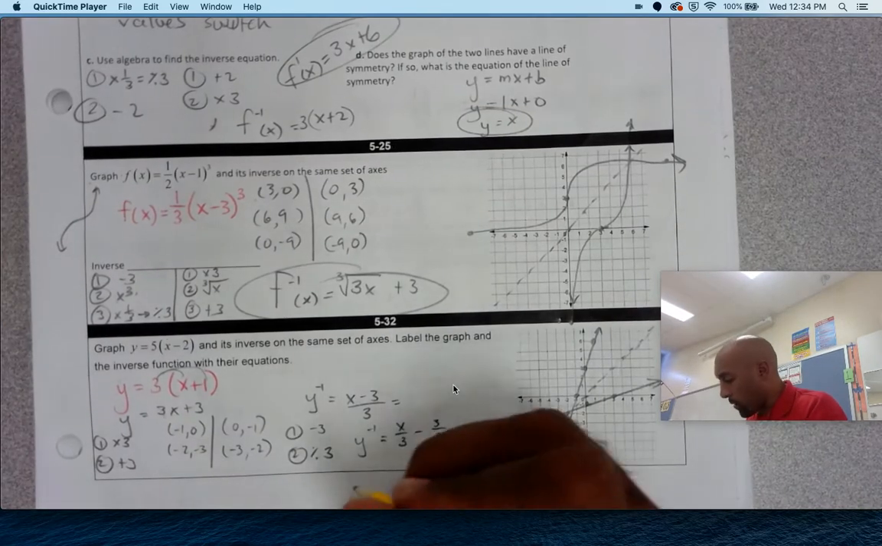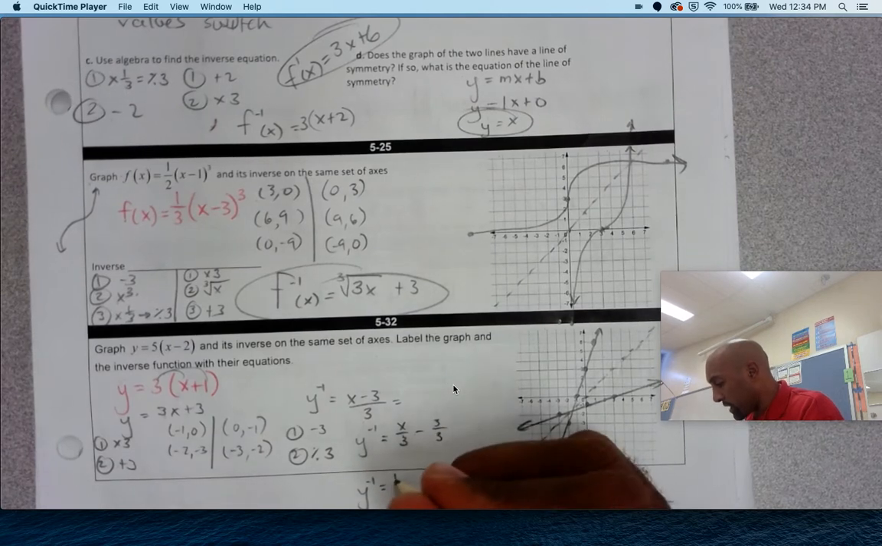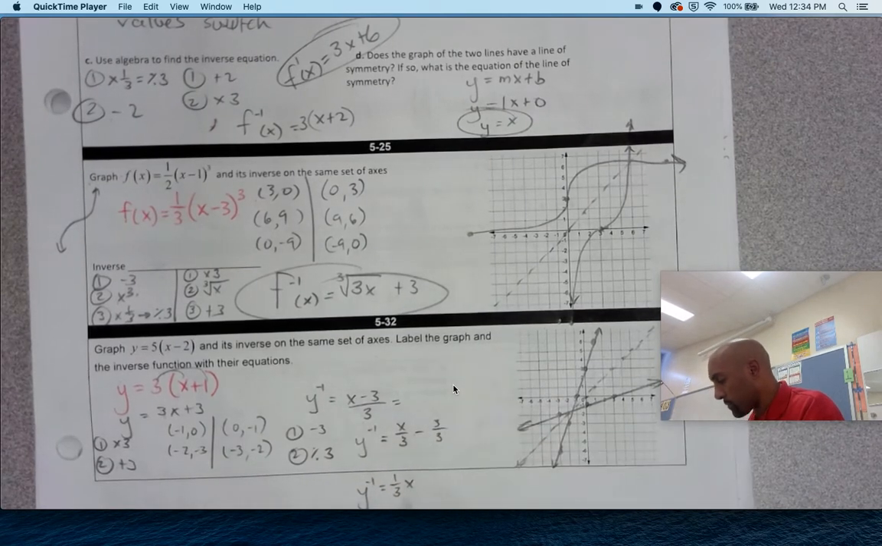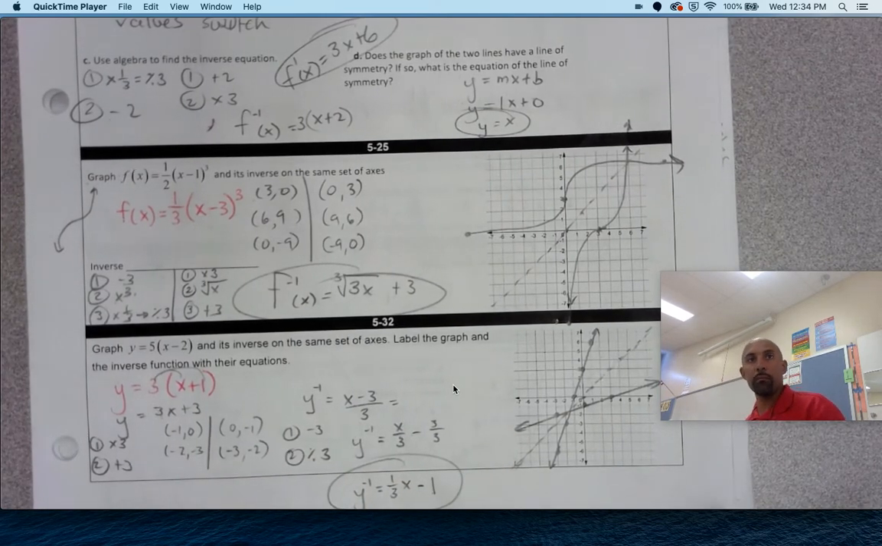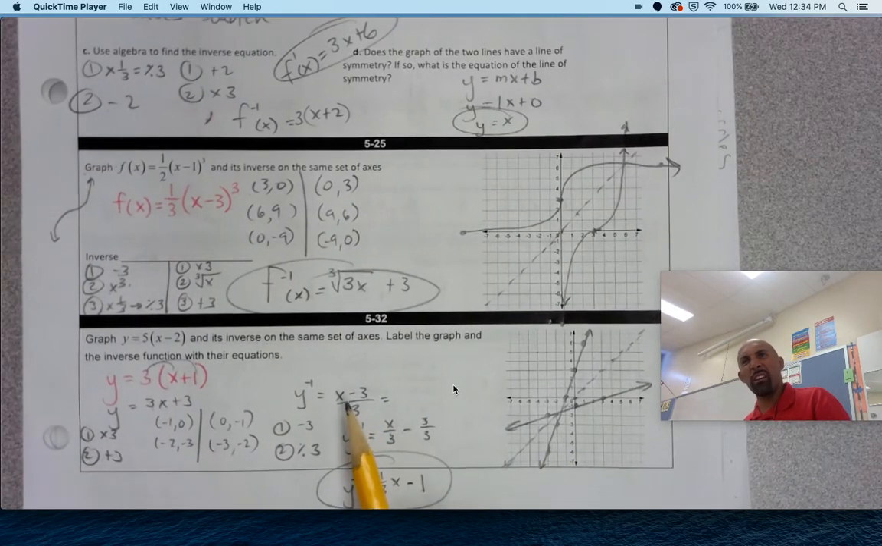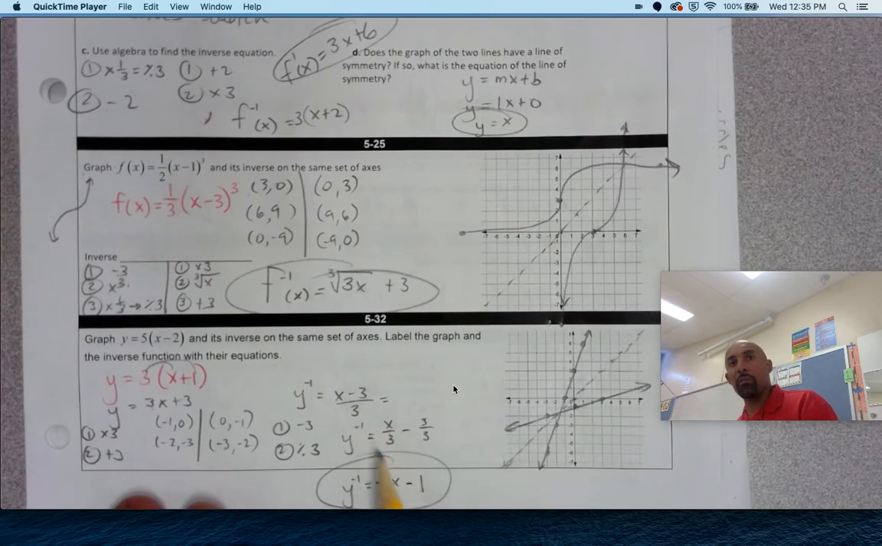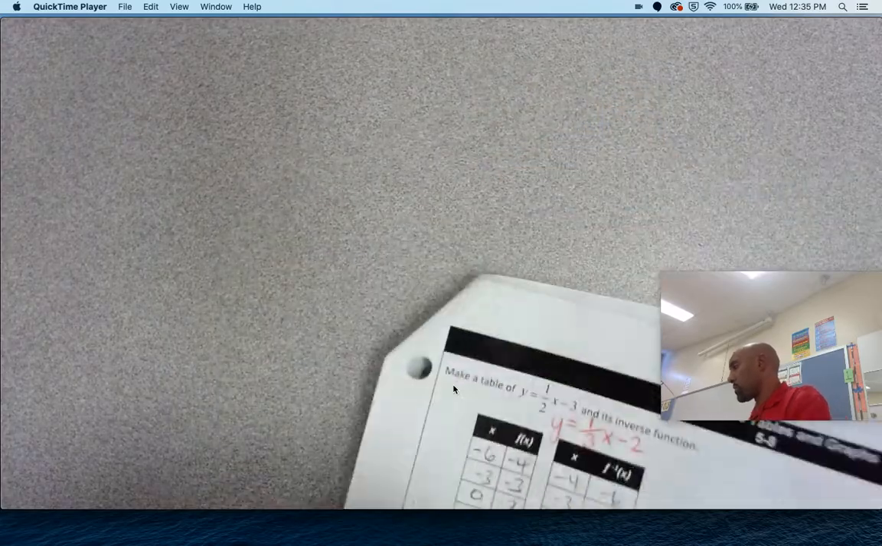Okay? And write it one more time. This is the same as saying 1/3 x, and this is 3 divided by 3, which is minus 1. So now it looks like a graph that actually has information I can use and understand, whereas like this, I'm like, huh? How do I graph that? Well, if you can simplify it, turn it into this. Okay, next page.